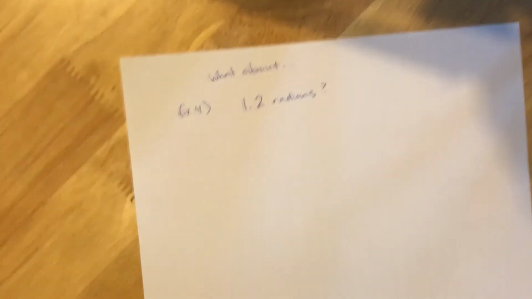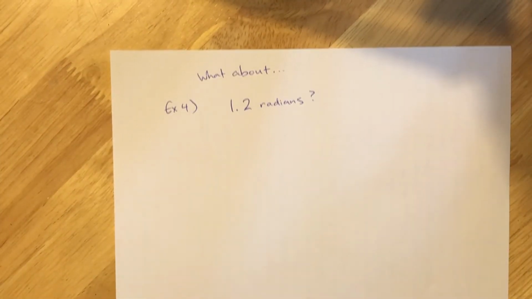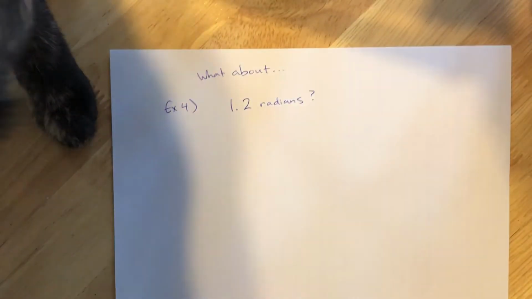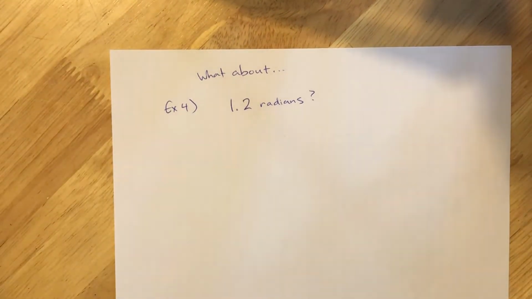But what about other examples that you might see on Delta Math? Like, what is 1.2 radians? Those slices, those angles that we saw, what if there are 1.2 of them and there currently is no pi?